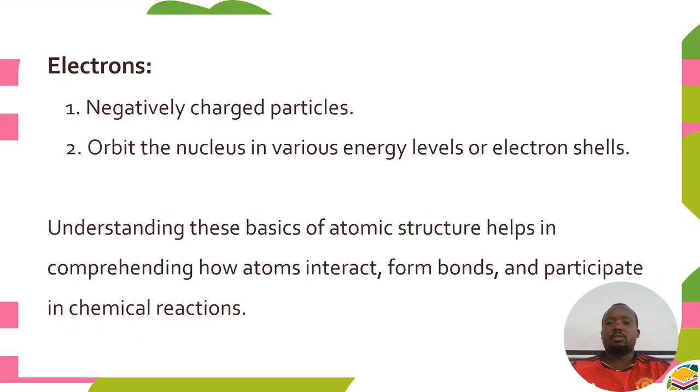Then for the electrons, they are negatively charged particles. They always orbit the nucleus in various energy levels or electron shells. And in terms of locality, remember the electrons are found outside of the nucleus, because the nucleus is the center of an atom. And inside the nucleus is where we find the protons and the neutrons.